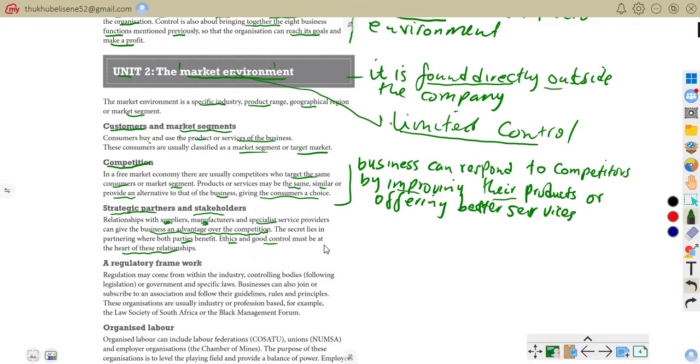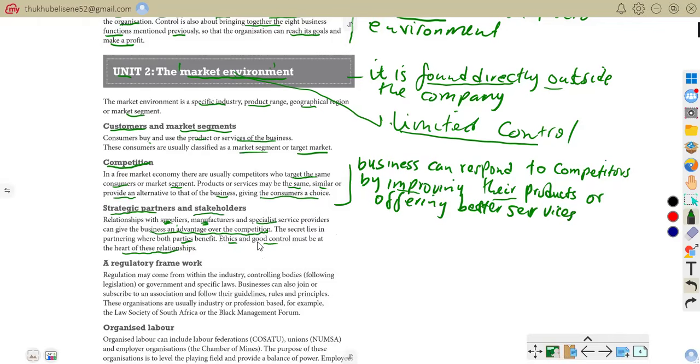So that is strategic partners and stakeholders. Have a good relationship with suppliers, with customers, and with investors. This will give a business a competitive advantage.